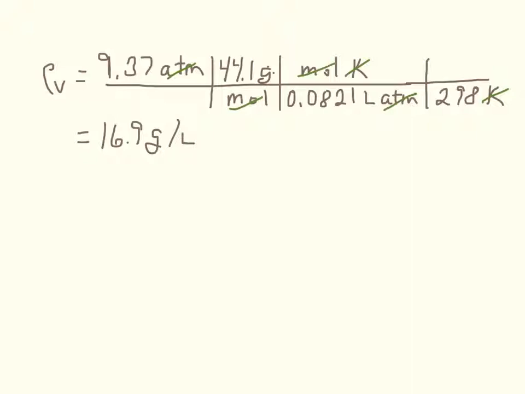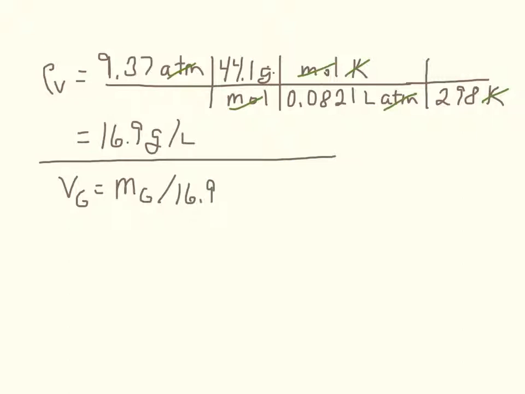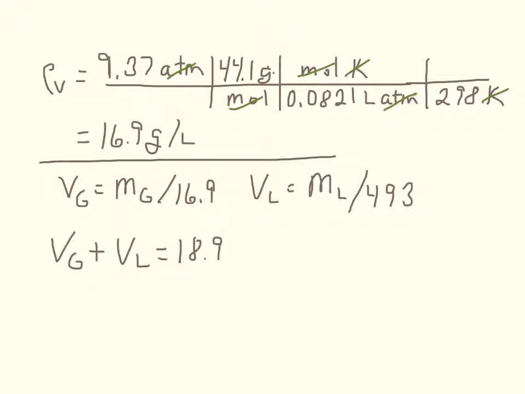Now, I know the density of the liquid and density of the vapor, and I can plug those into those four equations with four unknowns. Again, the volume of the gas is equal to the mass of the gas divided by 16.9. That's grams divided by grams per liter. The volume of the liquid is equal to mass of the liquid divided by its density, which is 493. Now we combine this with the volumes adding up to 18.9 liters, and the masses adding up to 9,080 grams. So it's grams and that's liters.